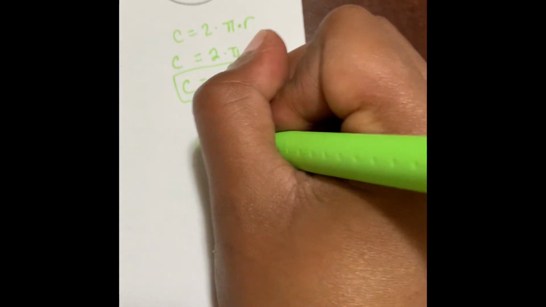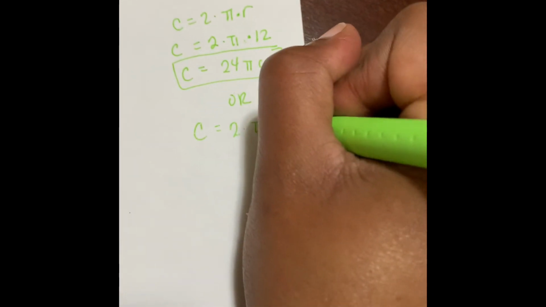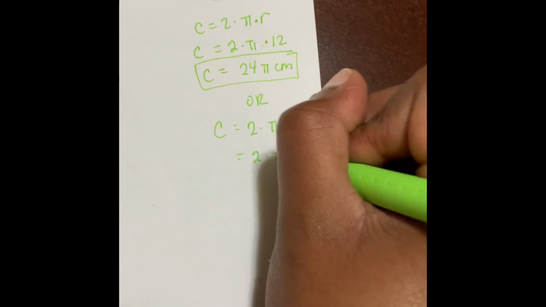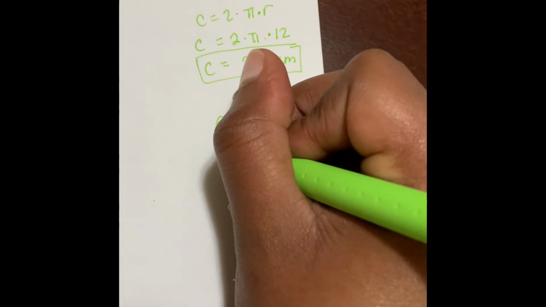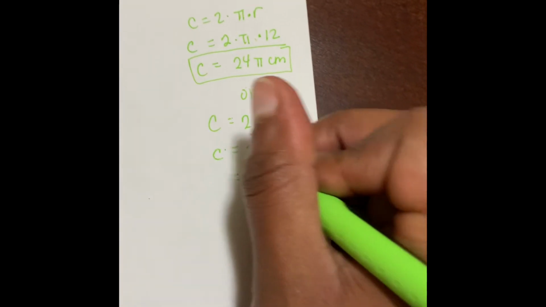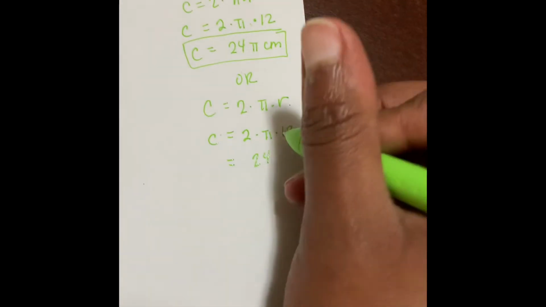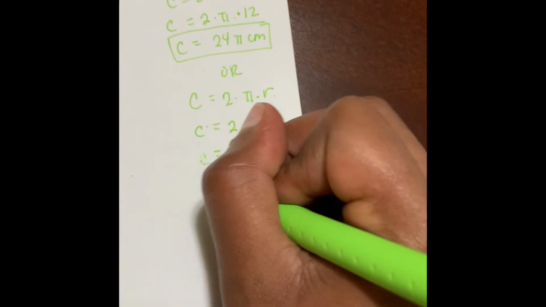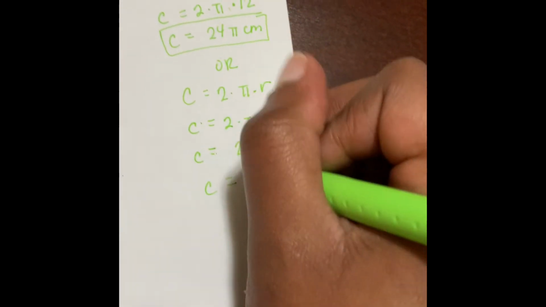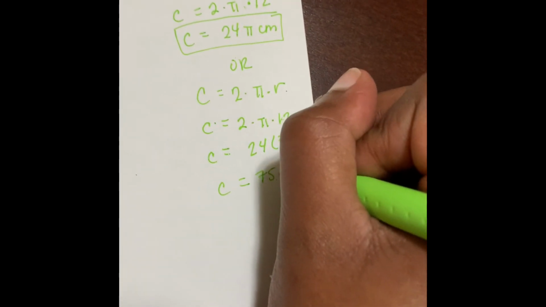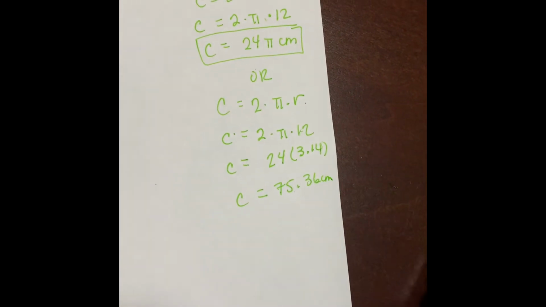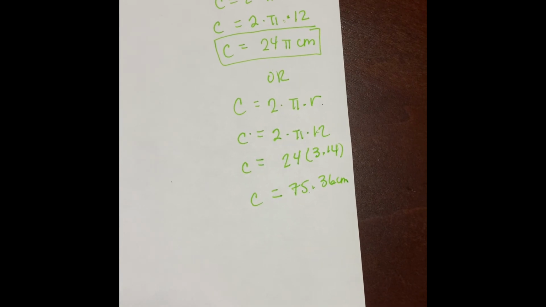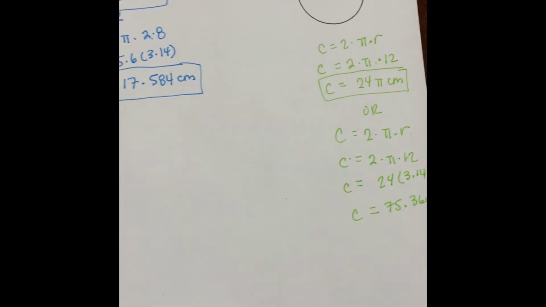Or I can say C is equal to 2 times pi times R, 2 times pi times 12. Well, like last time, 2 times 12 is 24 times 3.14 for pi. So my circumference is 75.36 centimeters. Okay? 75.36 centimeters.